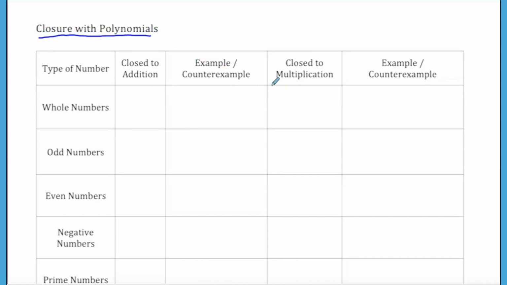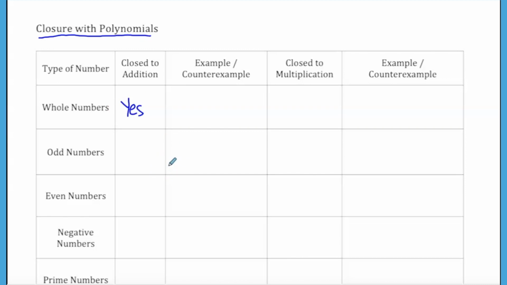Some people may or may not have heard of closure, but the idea of a number system being closed is like, if we take whole numbers and we're trying to see if it is closed to addition, will a whole number plus a whole number always equal a whole number? And that is, of course, yes.